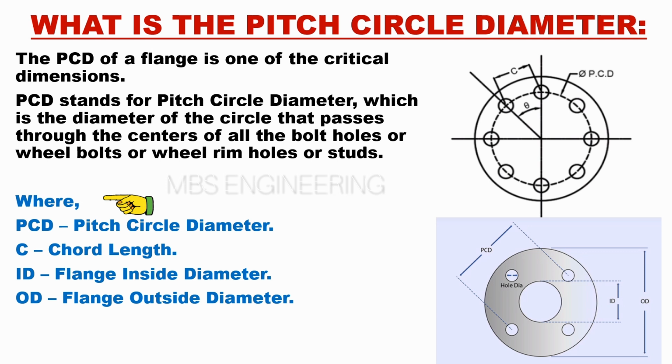Where PCD is the pitch circle diameter of the flange. C is the chord length of the flange. ID is the inside diameter of the flange. OD is the outside diameter of the flange.